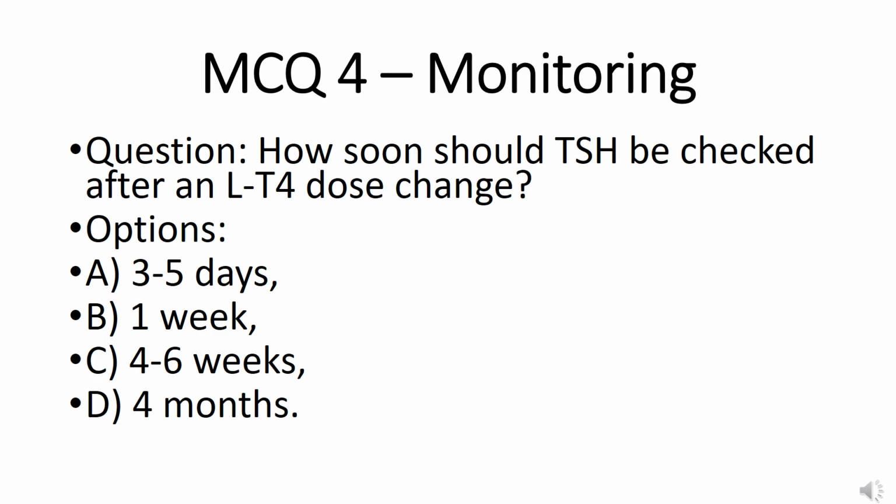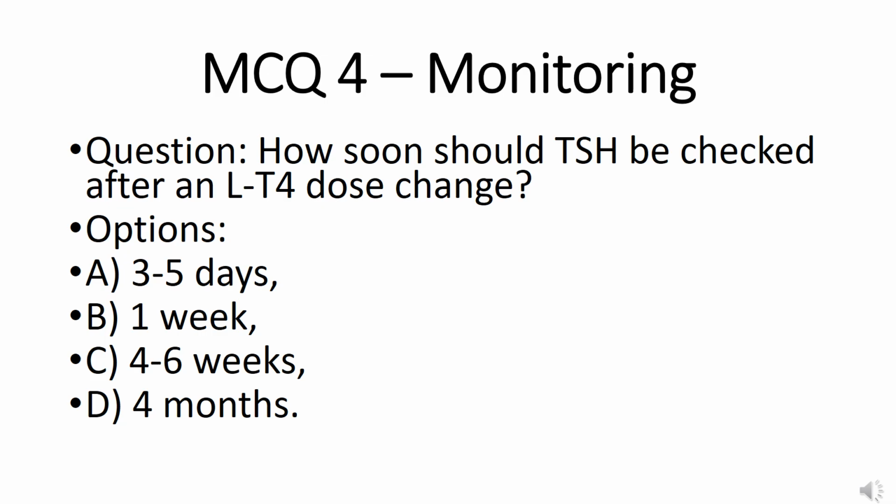Now let's examine the incorrect answers. Option A, checking thyroid-stimulating hormone after 3 to 5 days, is far too early. The body has not yet had enough time to stabilize thyroid hormone levels or produce a reliable thyroid-stimulating hormone response. Option B, checking after 1 week, is also premature. Although some hormone changes may be occurring, the full physiological effect of the dose adjustment has not yet developed.